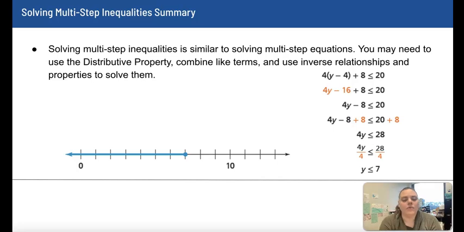Here is our very quick summary. Solving a multi-step inequality is similar to solving a multi-step equation. You may need to use the distributive property, combining like terms, and inverse relationships and properties in order to solve them. Here's one last multi-step inequality showing distribution, then adding to both sides, dividing on both sides, and graphing the answer.